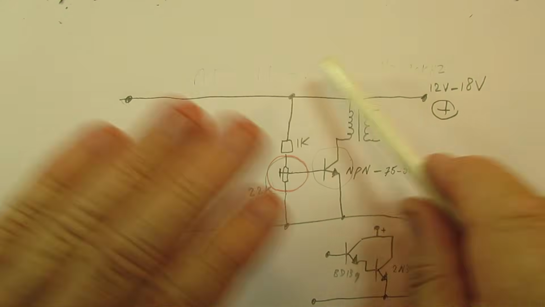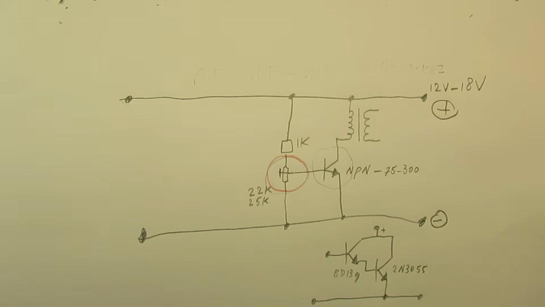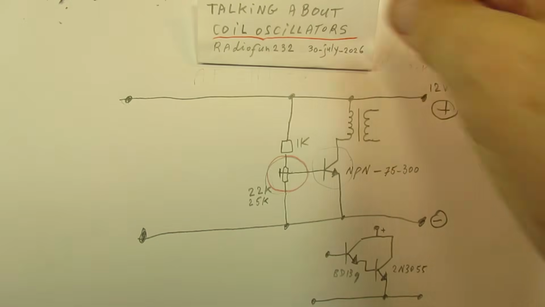So this is the first part of the whole thing. And because we have to do here with a transformer, there is the question of the phase. And that's very important to get such an oscillator, coil oscillator. That's what I'm talking about. Coil oscillator here.